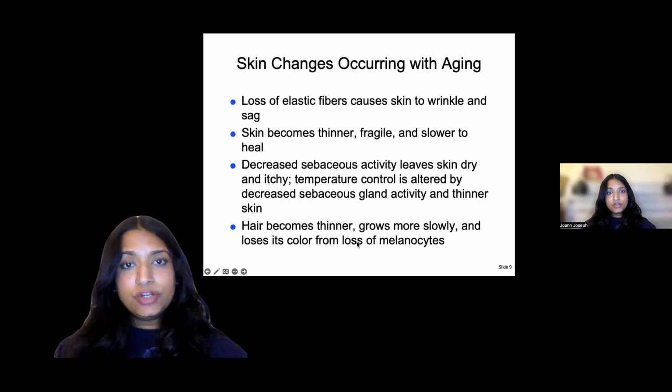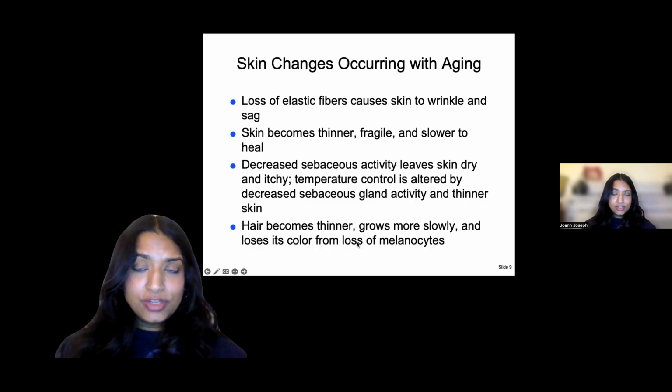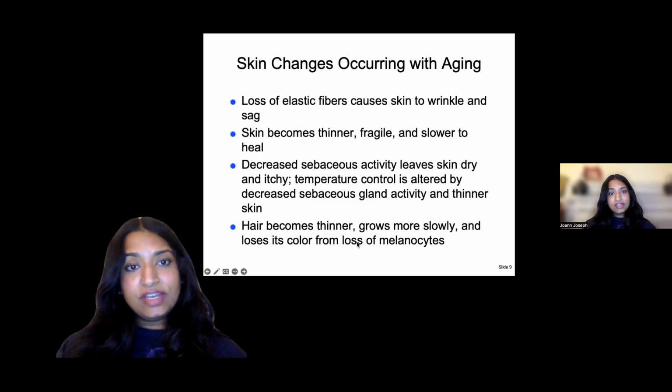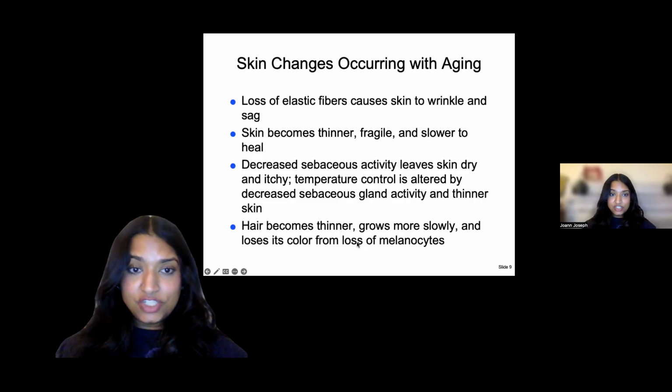Skin changes occurring with aging. So as you are aging, or if you have any elderly in your life, there is loss of elastic fibers causing skin to wrinkle and sag. Skin becomes thinner, fragile, and slower to heal. There's decreased sebaceous activity. It leaves skin dry and itchy. Temperature control is altered by decreased sebaceous gland activity and thinner skin.